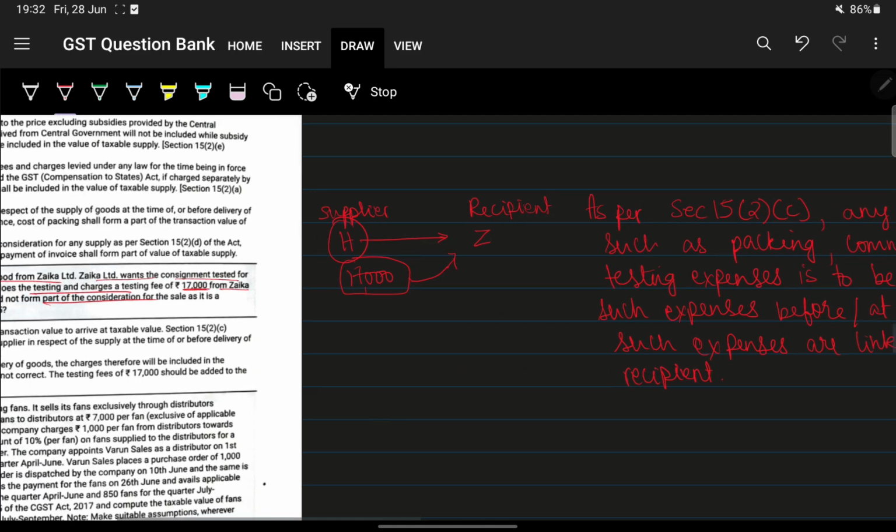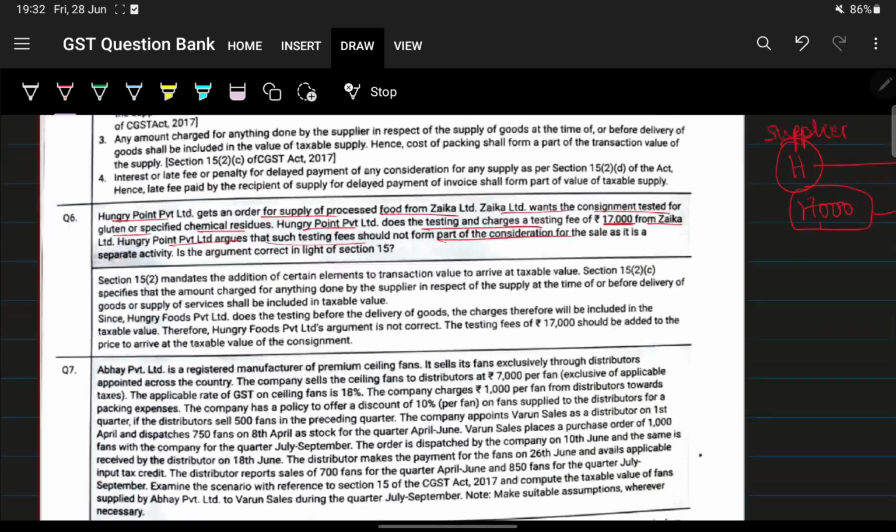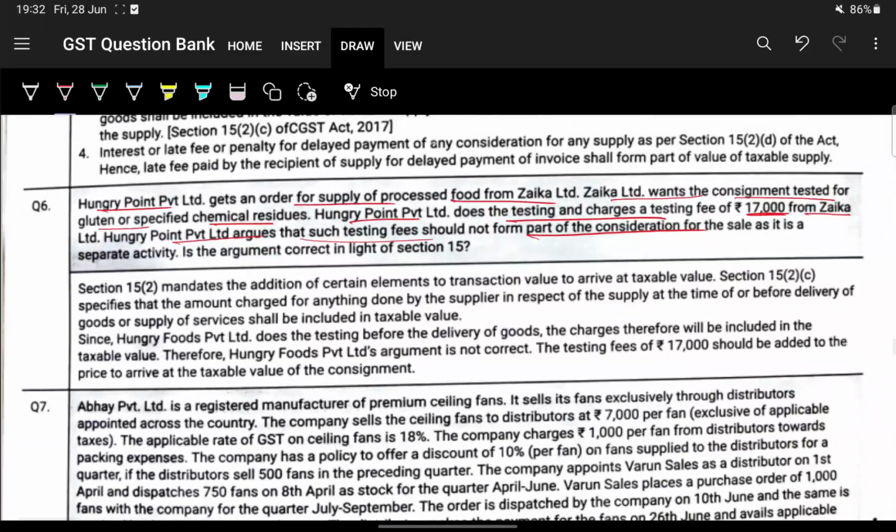We'll just check what the suggested answer is, and then let's compare. Section 15, subsection 2 mandates the addition of certain elements to the transaction to arrive at the taxable value. Section 15, subsection 2, clause C specifies that the amount charged for anything done by the supplier in respect of the supply at the time or before the time of delivery of goods or services shall be includable in the value.